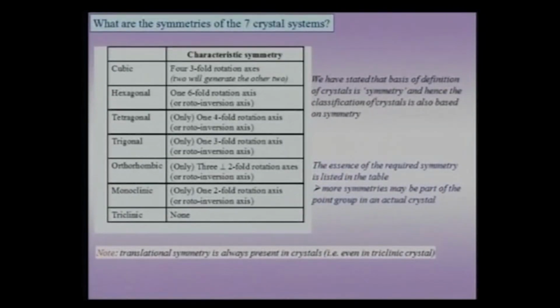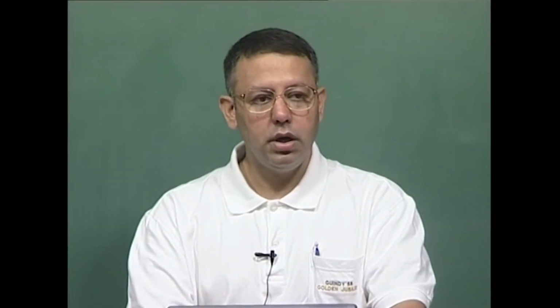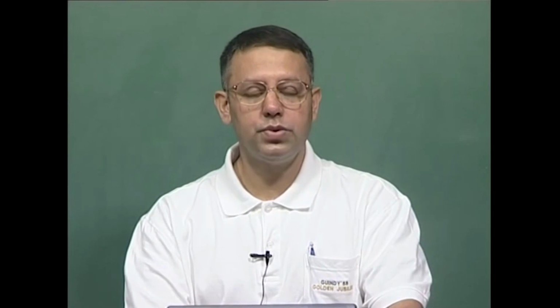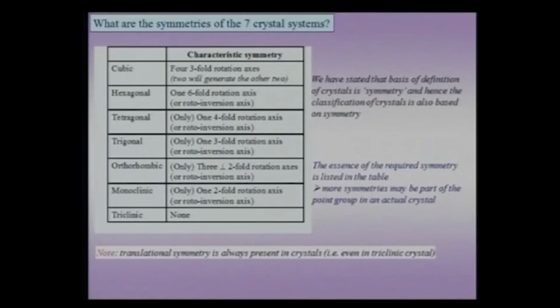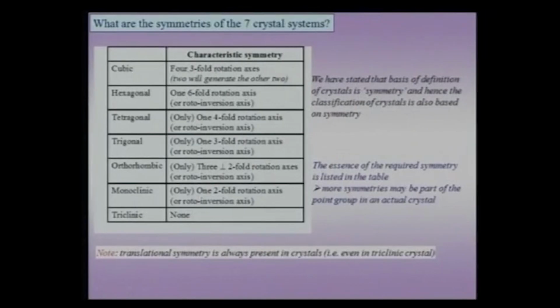Now, we have to ask this obvious question, that since we are now talking about crystals, the definition of crystals based on symmetry, we have to ask what are the symmetries of the 7 crystal systems. In other words, what is the characteristic symmetry of all the 7 crystal systems. For instance, we have already seen that cubic crystals need to have 2 3-fold axes. So, the cubic crystal needs to have 4 3-fold axes, where you can start with 2 and the remaining 2 would be generated automatically.